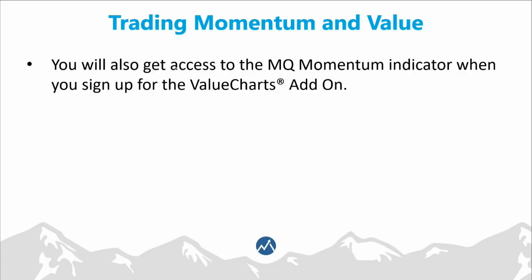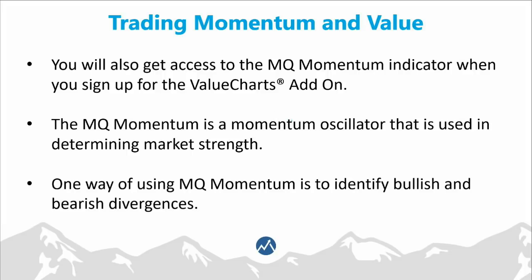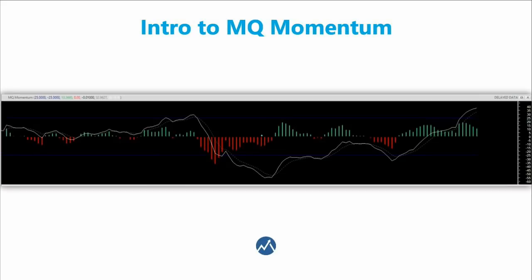So in addition, you'll also get access to the MQ momentum indicator when you sign up for the value charts add-on. The MQ momentum is an oscillator that's used to determine market strength. Now, there's a couple different pieces to it that we look at, but one way of using the MQ momentum is to identify bullish and bearish divergences. So when I say it tells us market strength, this is what the MQ momentum looks like. And let me break down what you're looking at here.